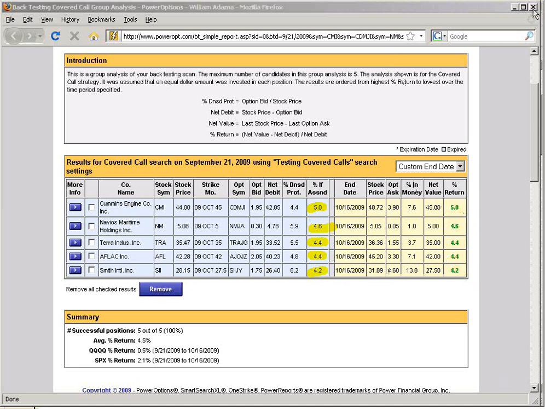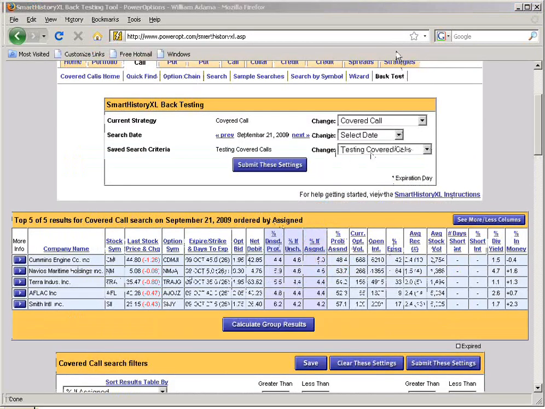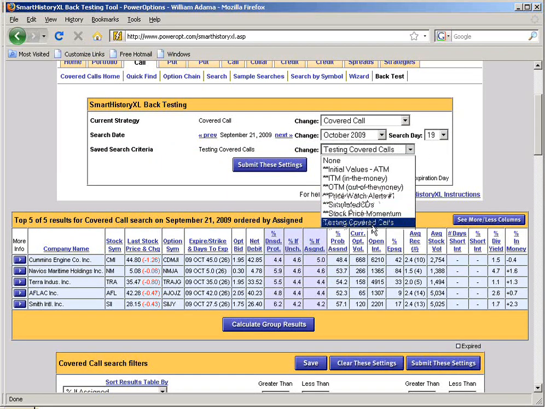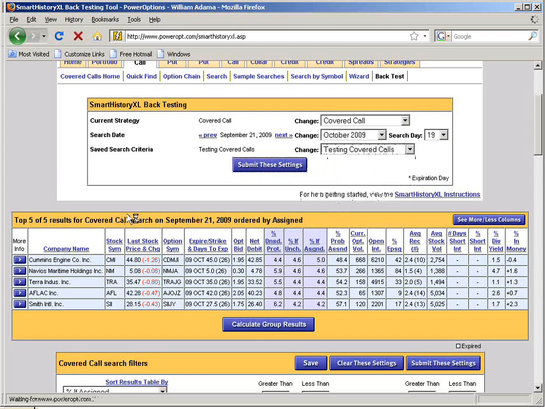We're going to run our list one last time, aren't we? Let's go ahead and pull up October. Okay, and we're not at November expiration yet. We're going to look at the month-to-month covered calls now. We're going to look on the Monday after October expiration, Monday 19th. Again, testing covered calls. Let's go ahead and hit submit.